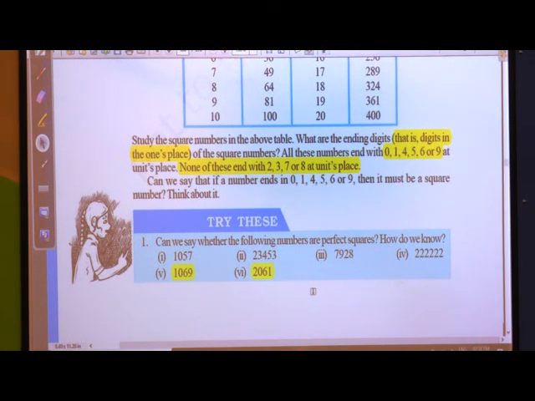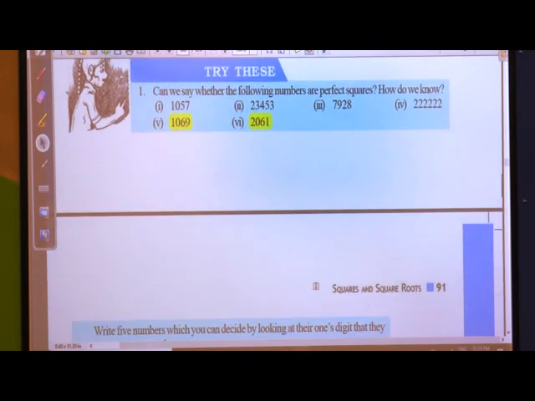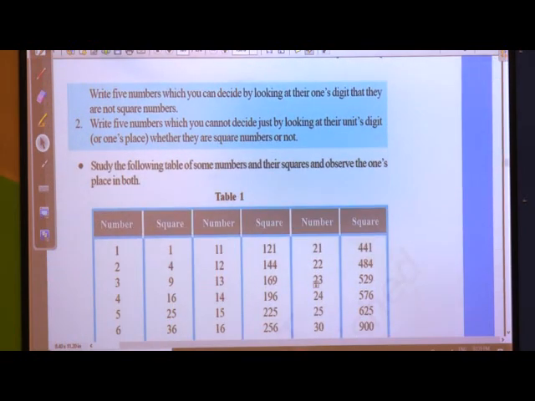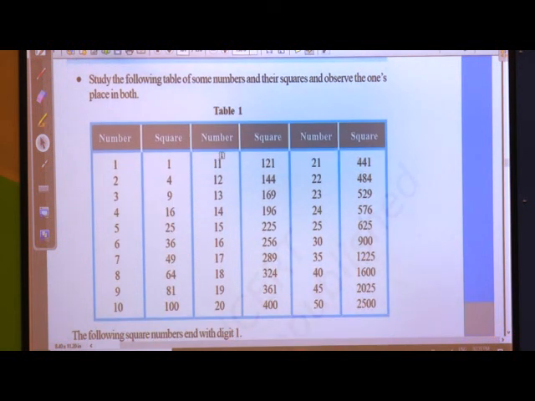I hope that you remember that if the number has 2, 3, 7 or 8 in its ones place or at its units place, the number is not a perfect square. These 4 digits we can very easily remember: 2, 3, 7 or 8. If the number is ending with 2, 3, 7 or 8, I hope this concept is clear. Some activity is continued further. Here you can do this activity, you can solve this activity.